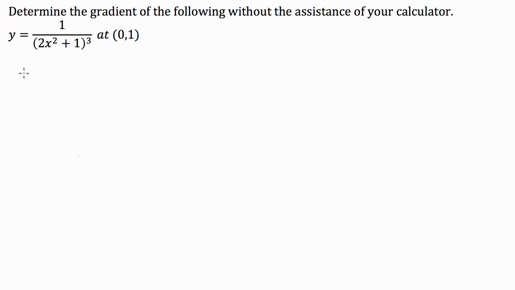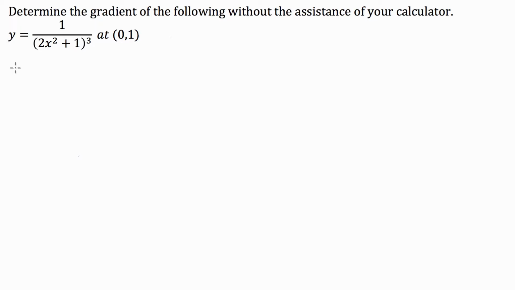Okay, so the question we've been given today is we need to determine the gradient of the following without the assistance of our calculators. So basically what that question is asking us to do is to use calculus or differentiation to find out what the gradient of a tangent to this function is at the point x equals 0. There are many ways we can go about this, but I think the simplest way is to rearrange the function we're given a little bit and then use what's known as the chain rule to differentiate it.